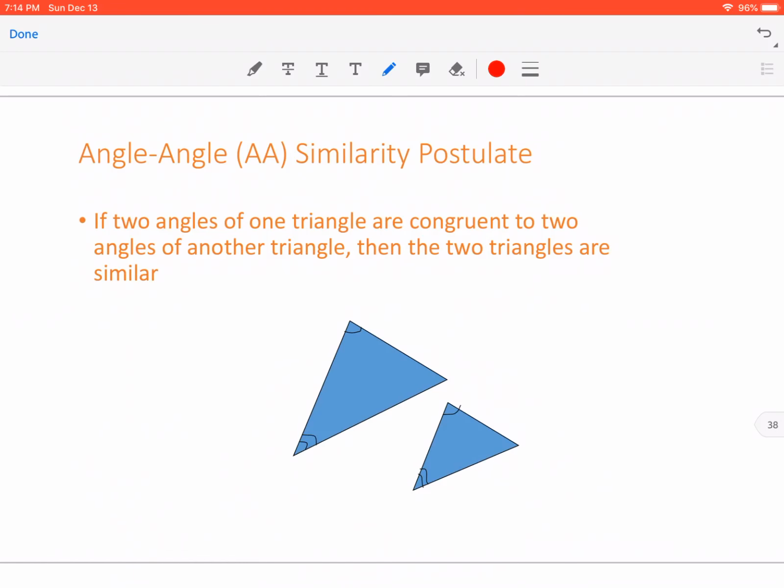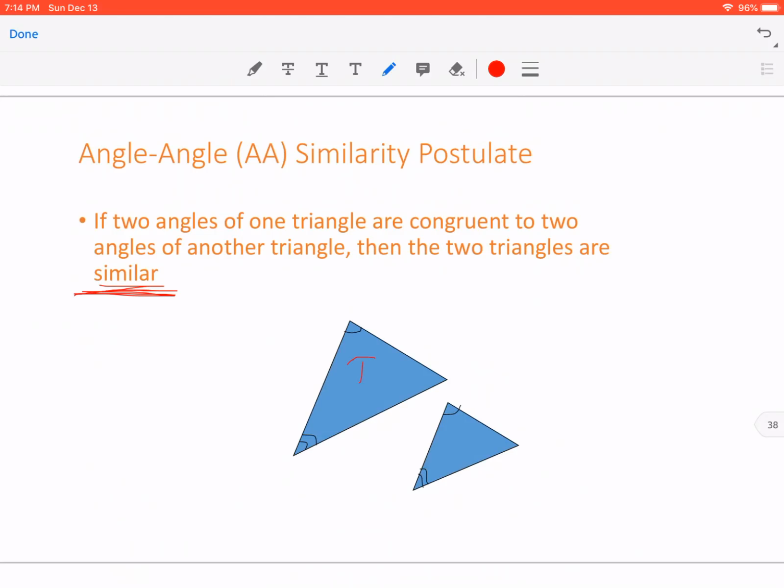And what that stands for is angle-angle. Remember, if 2 angles in a triangle are congruent, automatically the third angle has to be congruent. So you don't have to have all 3 angles. So if 2 angles of one triangle are congruent to 2 angles of another, then the 2 triangles have to be similar. And remember, if shapes are similar, their angles are congruent, but their sides are proportional.